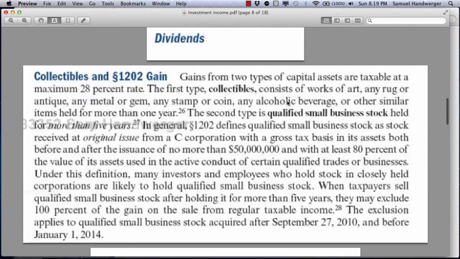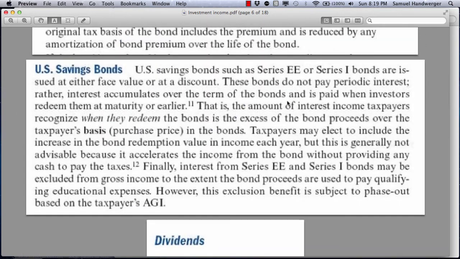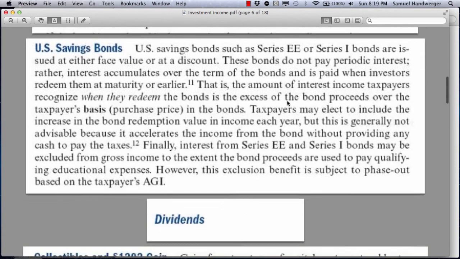That brings me back one more time to EE and I bonds, which had the same concept, but note well from your text to see if it discusses it. I believe the qualifying education expenses here are not limited to college education, but can be used for K through 12 as well. Check that out, see if I'm right. Somebody let me know in class, and if I'm not right, well, we can have fun with that too.